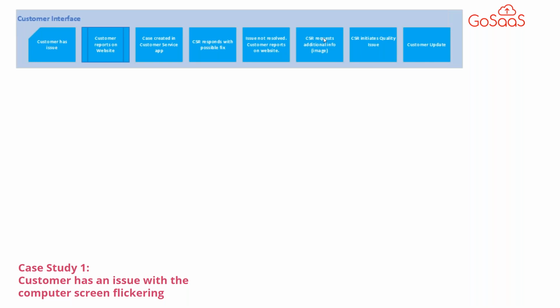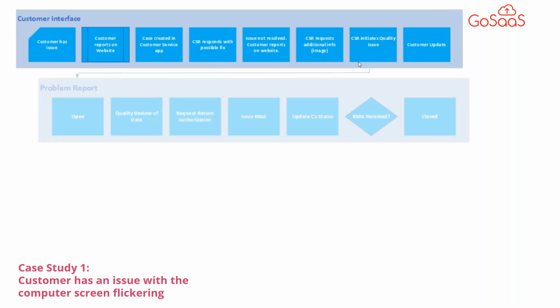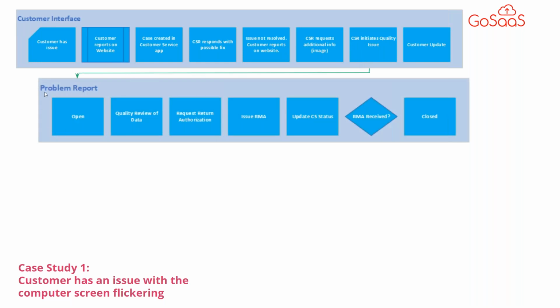Okay, so once the quality issue is initiated, we actually have a problem report that gets automatically created in the quality system. So the problem report gets opened, and the quality group gets notified automatically. They come in and review the data. In this case, they're going to request an RMA. They're going to issue the RMA, and that information can be reported right back to the customer.